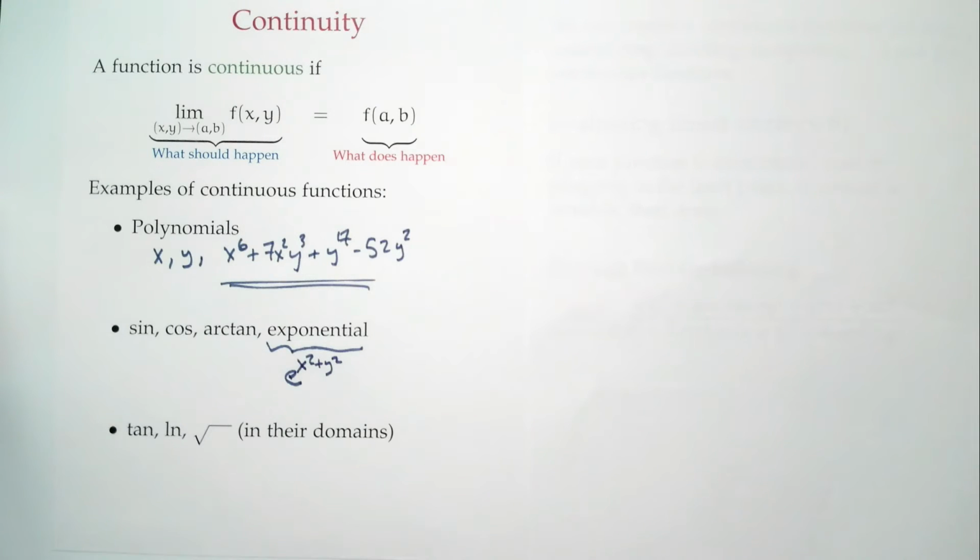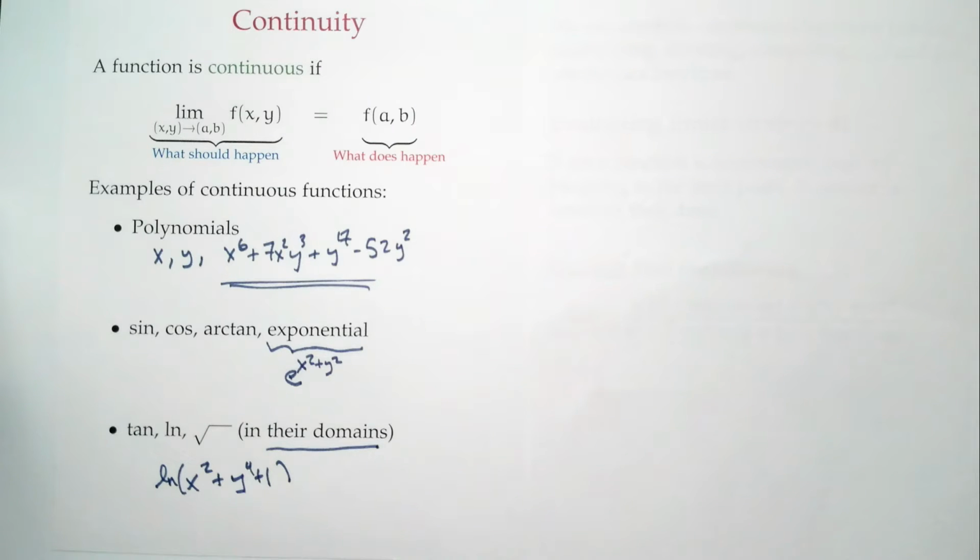And then you have other functions which are restricted because there are some places where the functions are undefined. So tangent, log, and square root, they're not defined for all numbers. So if you say, look, let's restrict to their domains, then we're fine. So as an example, I could take log of x squared plus y to the 4th plus 1. This is a function which will always be continuous, because x squared plus y to the 4th plus 1 is a nice continuous function, and I'm putting it into log. And log will be continuous and defined as long as what I plug in is positive.